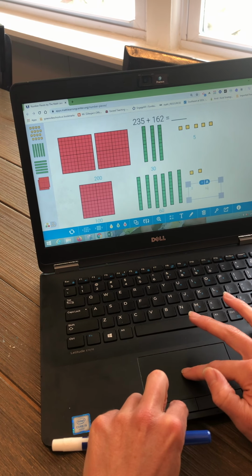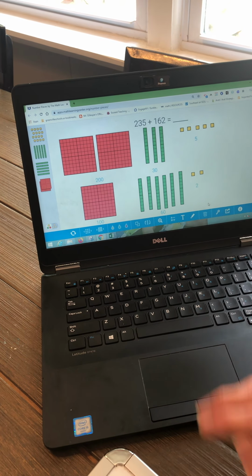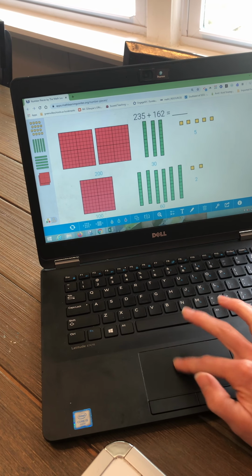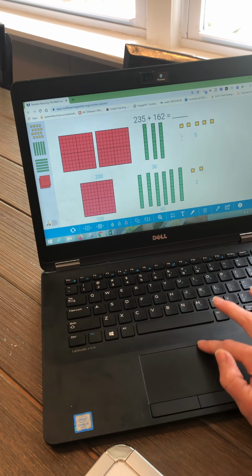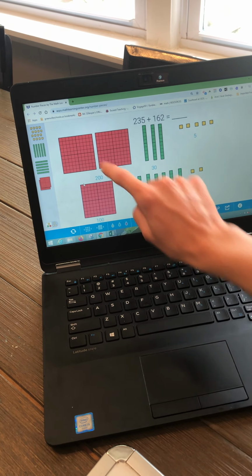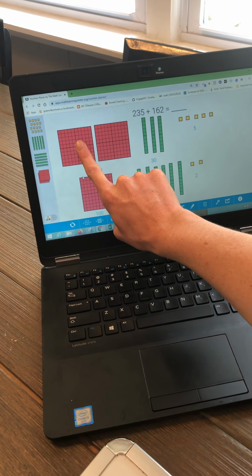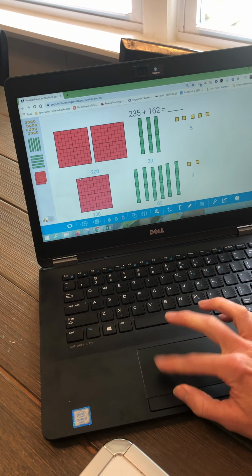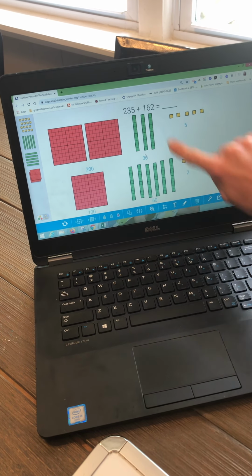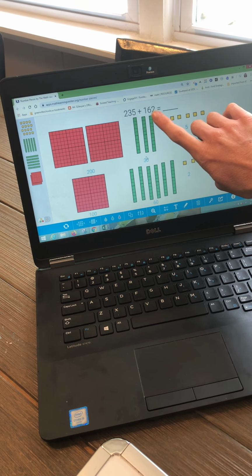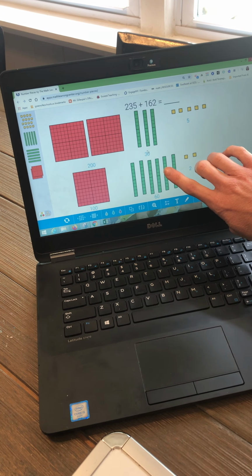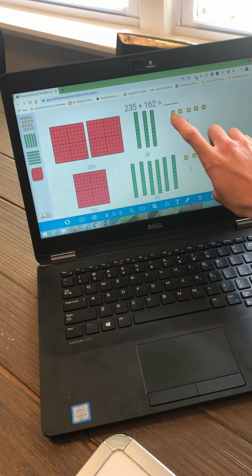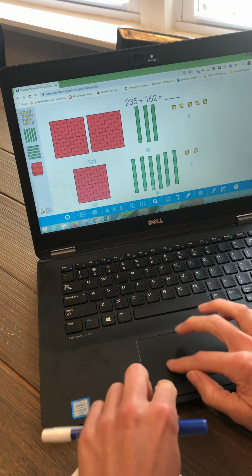So to add means to combine. And it means to combine like values. So we're going to put our hundreds together, our tens together, and our ones together. If we put our hundreds together, we have 100, 200, 300. So this becomes 300. If we put our tens together, our rods, we have 10, 20, 30, 40, 50, 60, 70, 80, 90. And if we put our ones together, we have 1, 2, 3, 4, 5, 6, 7.